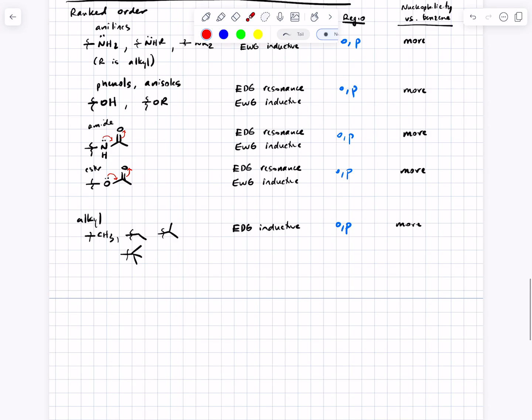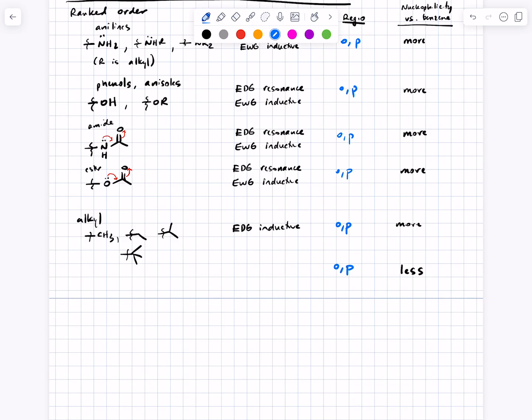Okay, enter the strange dividing line, because everything we're going to talk about from here on to the end of the table is less reactive than benzene. Nevertheless, what we're going to talk about here is still an ortho and para director. So we must now be at a stage where we're on the cusp.